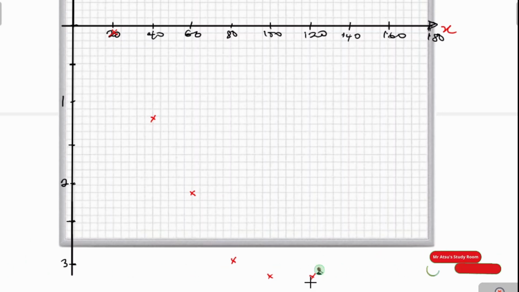Then I have 140 is 2.7, so right here. Then I have 160 and negative 2.0, so 160 right here, negative 2.0. Then I have negative 1.0 for 180. So this is negative 1.0, and this is 180 right here. So I'm going to connect them to get my graph.